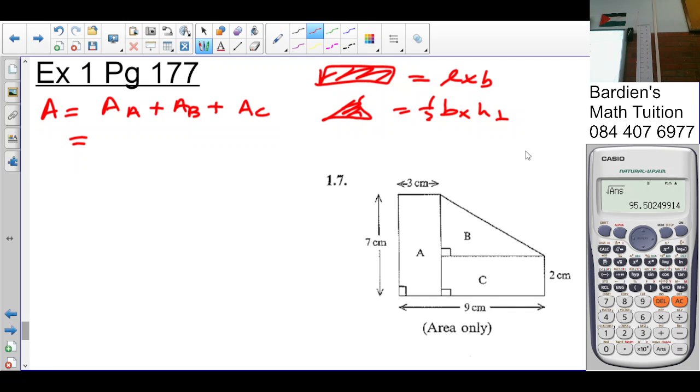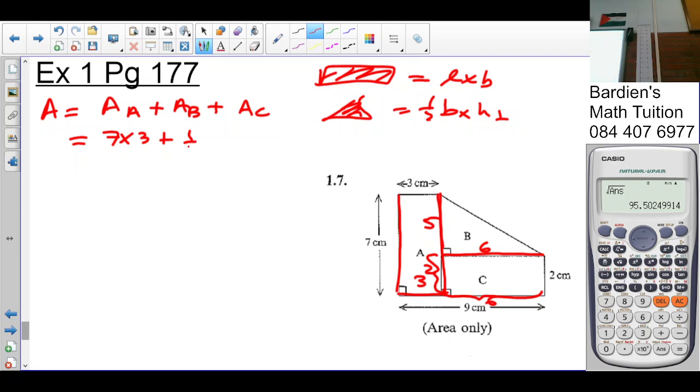If you're looking at shape A, his length is 7 and his breadth is 3. So 7 times 3 plus. For shape B, the base and the height are not marked. But we know that this length here is going to be 3. So this length here must be 6. Can you see that? 3 plus 6 was 9. And this length is 7, so that is also 7. But this is 2. So that is 5. So we have a perpendicular height of 5 and a base of 6. Can you see that, people?